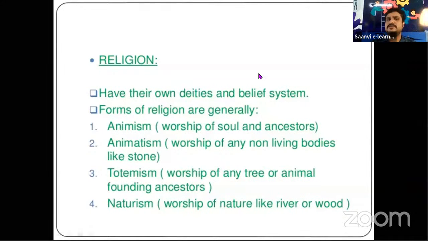Okay, so they have their own forms of religion, which are generally animism. So what is that? Worship of soul and ancestors. The soul, what we call Atma in Telugu, and ancestors, dead persons from our family, grandpa, grandma or someone, they worship them. And animatism, so what is that? Worship of non-living bodies like stone, idol worship. Okay, so next is totemism, what is that? Worship of any tree or animal, founding ancestors, trees, animals. Okay, naturism, worship of nature like river or wood.